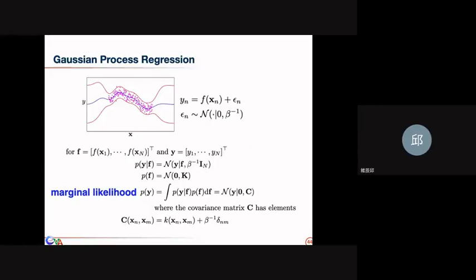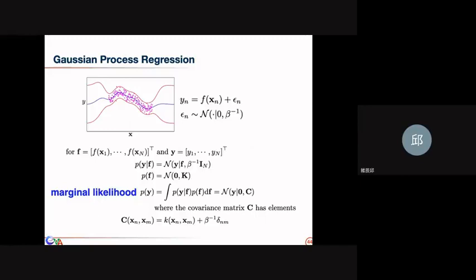Let's check this formulation of the Gaussian process regression. Again, we have yn equal to f of xn plus epsilon n, and epsilon n is Gaussian distributed noise. We can call it Gaussian noise, or white noise.